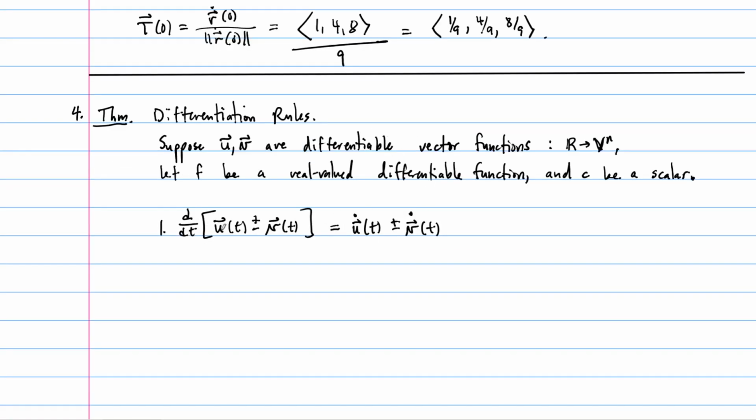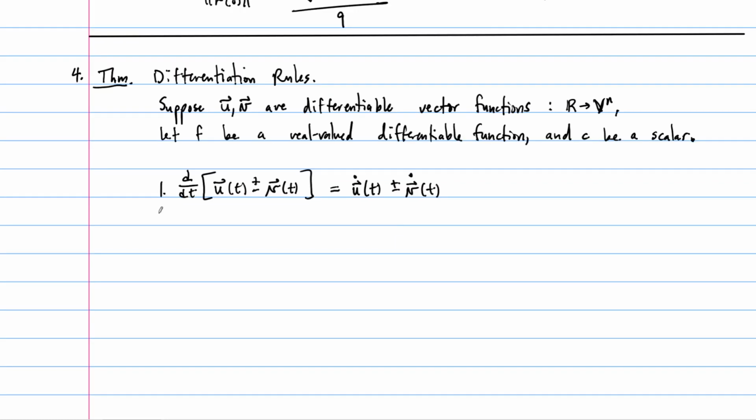So this one says take the sum or difference first, and then take the derivative. And this side says take the derivatives first, and then take the sum or difference. And this rule says that those are equal. The order doesn't matter for those.